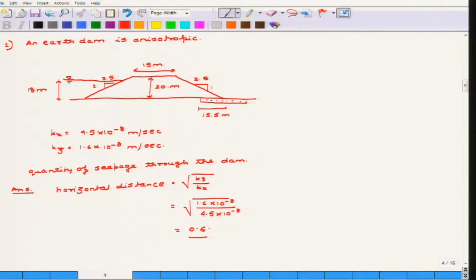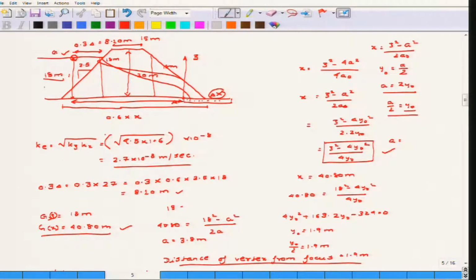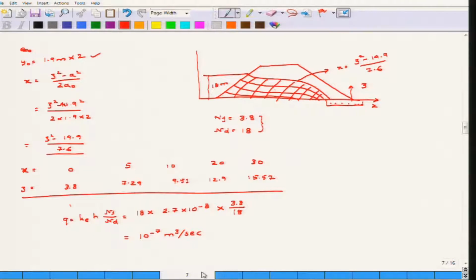Here the factor is 0.6, which is the square root of the ratio of kz by kx, that is, the permeability in the vertical direction by the permeability in the horizontal direction, and all the vertical dimensions are kept unchanged. Also, the equivalent coefficient of permeability has to be found out. From there only we found out the value of Q.